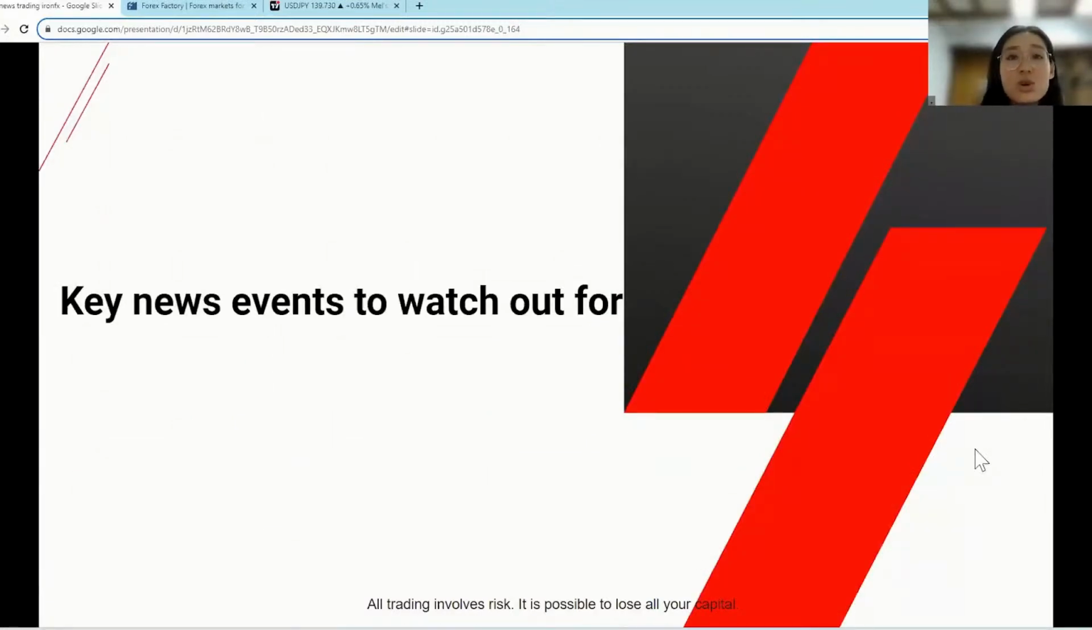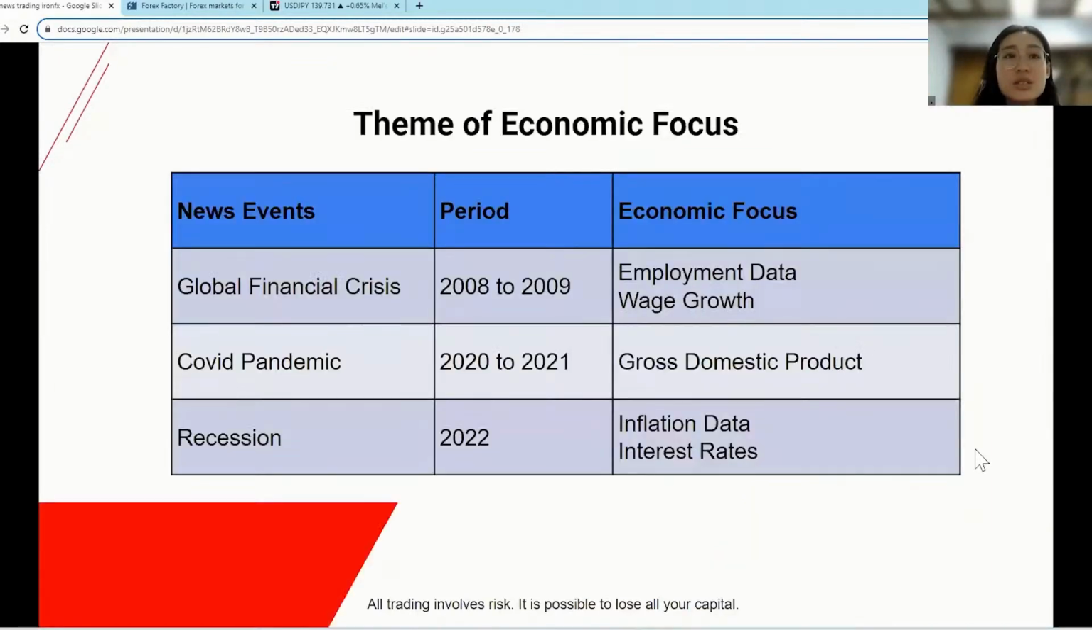So key news events to watch out for. We'll also be going through what some of these events mean and what they represent, and why exactly they're so important. So there is a theme of economic focus. For example, the global financial crisis, the period was from 2008 to 2009. In this case, the economic focus was employment data and wage growth. During the COVID pandemic from 2020 to 2021, the economic focus was to increase GDP.